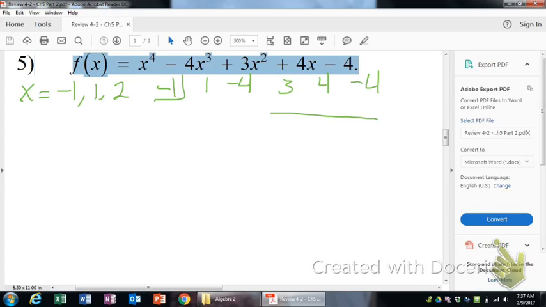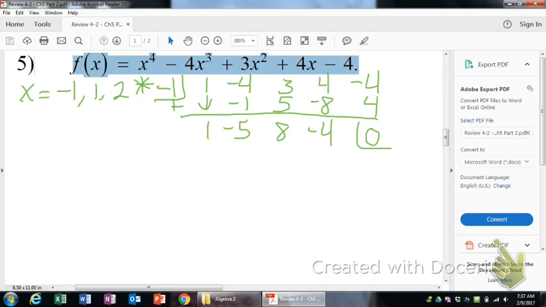So, I'm going to drop down my first number. 1 times -1 is -1. Add those straight down, you get -5. -5 times -1 is +5. Add them down, you get 8. 8 times -1 is -8. So we dropped down and got -4. Remember, you're adding here, multiplying there. -4 times -1 is +4, and I have my remainder of 0, just like I wanted.